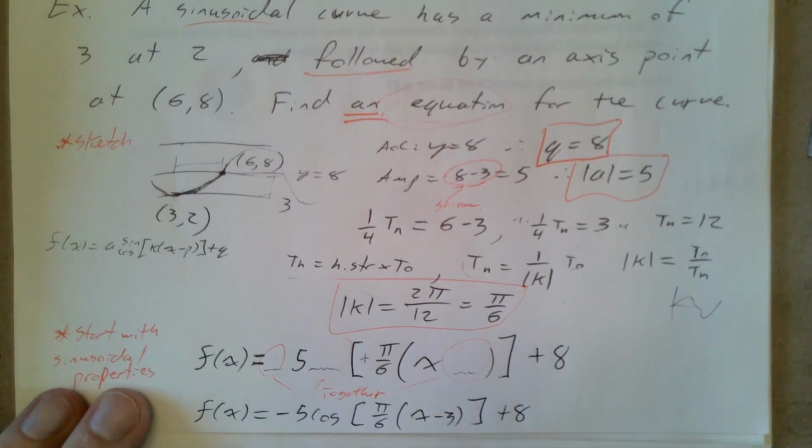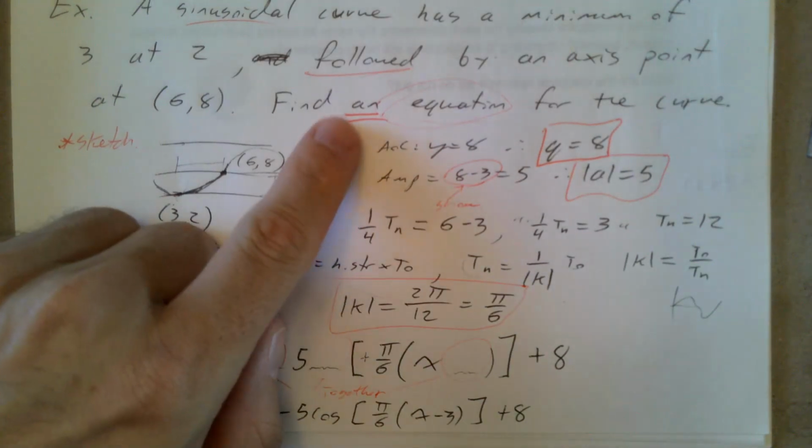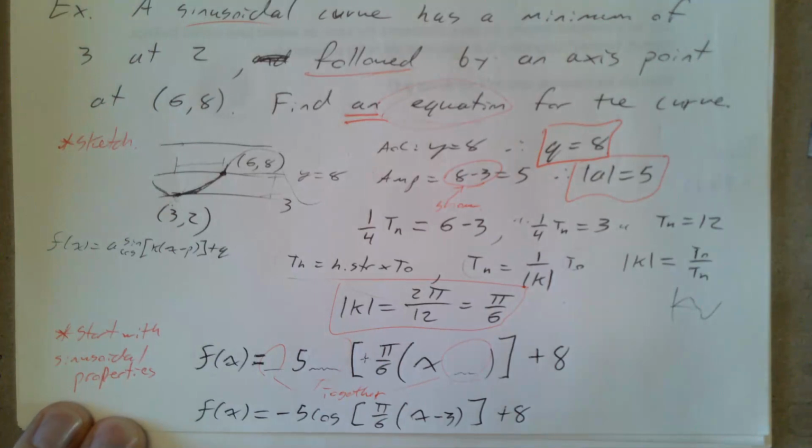Now, if you say, how did you know it was a cosine model? Then you're not getting it. I don't know that it's a cosine model. I'm deciding that I want to find a cosine model for this curve. Okay.